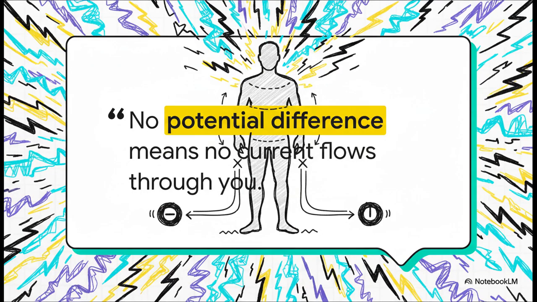Current flows because of a potential difference, a voltage. But you're sitting inside this perfect equipotential shell. The potential at your head is exactly the same as the potential at your feet. And if there's no potential difference across your body, no current can flow through you. You're completely unharmed while millions of volts are raging just outside the metal frame.